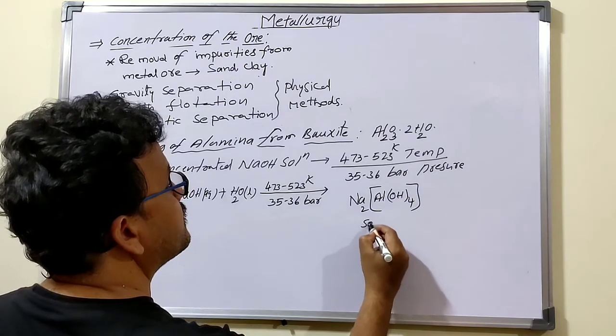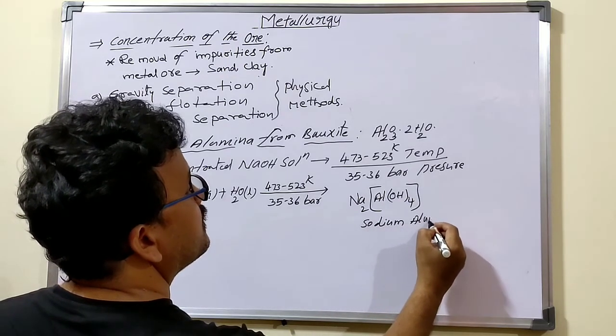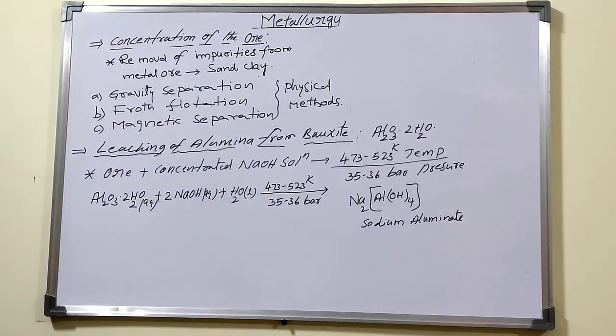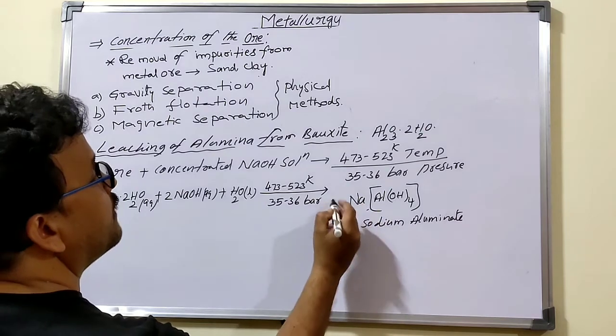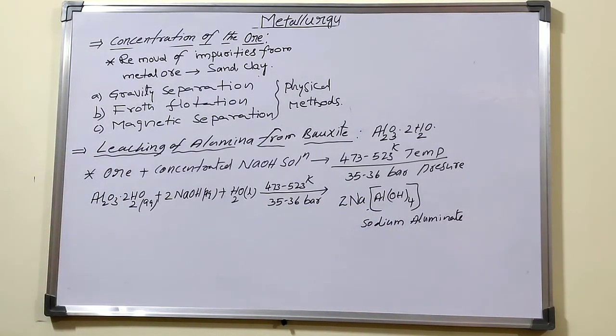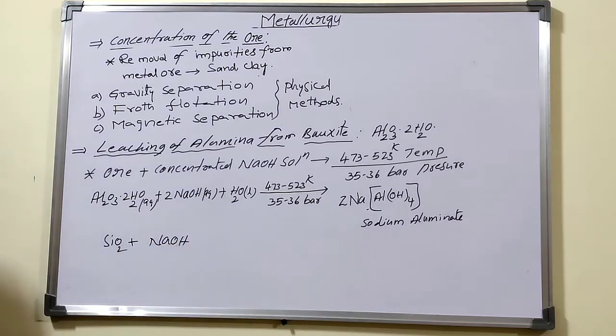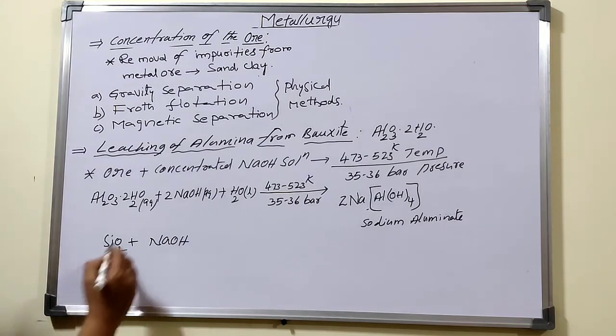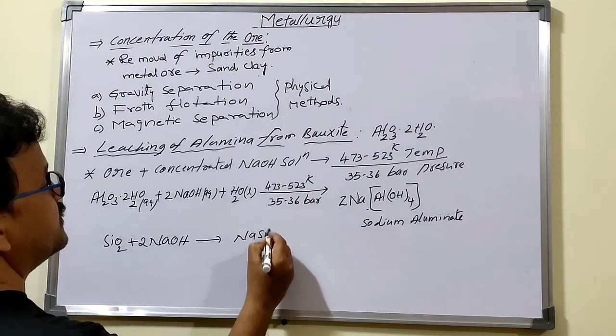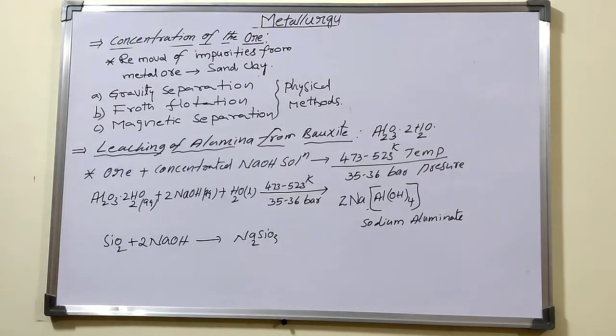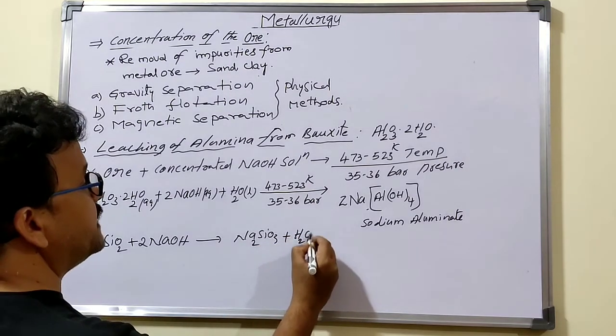Sodium aluminate. So a complex sodium aluminate is going to be formed. And impurities such as silicon dioxide, tin oxide, and iron oxides are present in this ore. If silicon dioxide is present, it reacts with concentrated sodium hydroxide and is removed as sodium silicate.